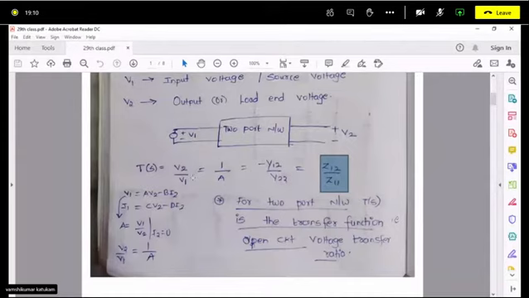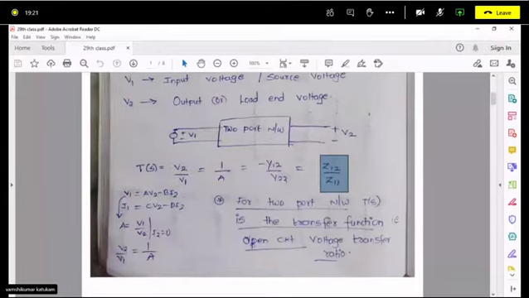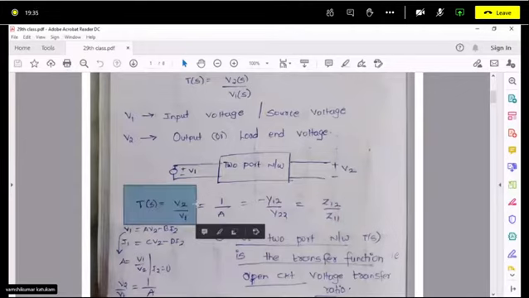So for a two-port network, T of S is a transfer function. That is the open circuit voltage transfer. This is your transfer function for a two-port network, or two-port transfer function, which is T of S.